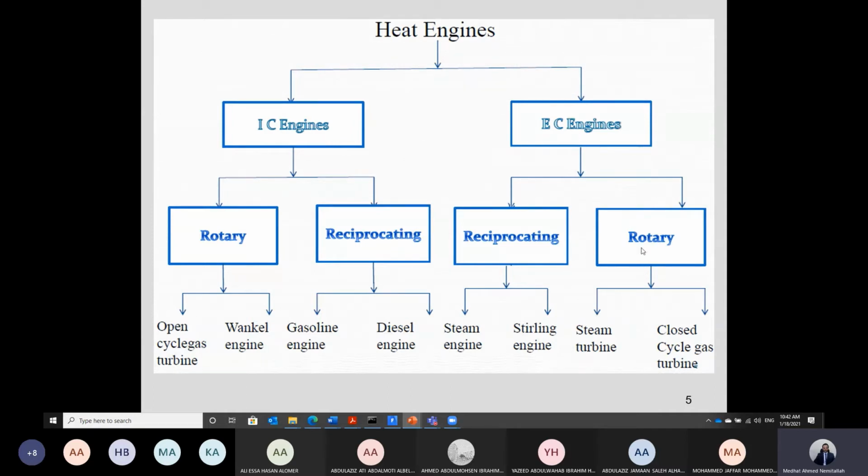And also external combustion can be a rotary engine, like a steam turbine, or like the closed cycle of a gas turbine. So a gas turbine, Shabab, can be classified as an internal combustion engine if the cycle is an open cycle, and if the cycle is a closed cycle and there is a working fluid for a gas turbine, we classify it as an external combustion engine in this case. And also external combustion like a steam turbine.